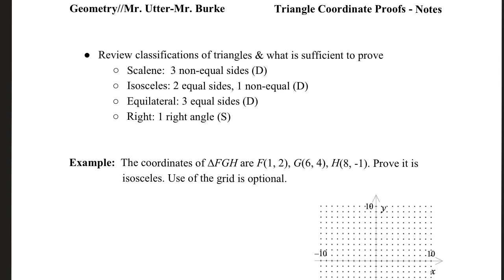For scalene, well, scalene has three non-equal sides. All the sides are different. And how do you prove that sides are not congruent or different lengths? Well, that's three distance formulas. There's the D right there.